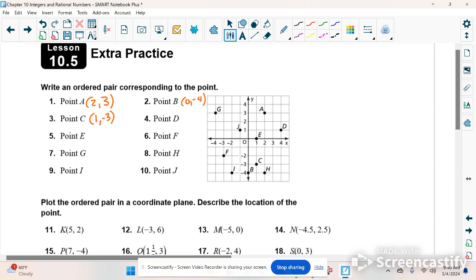D for Demarvion. 4, -1. All right. E for excited Eli. 1, 0. All right. Over 1, up 0.